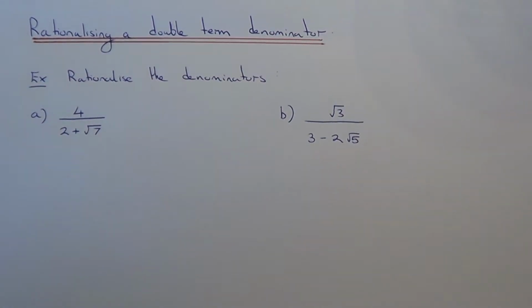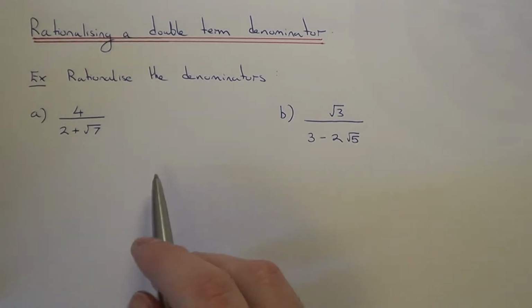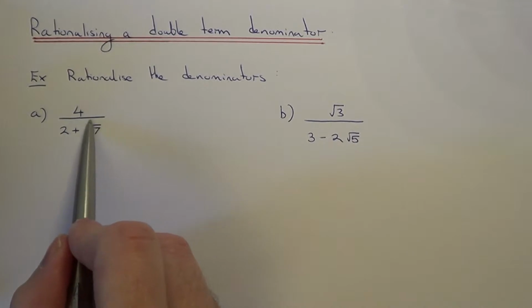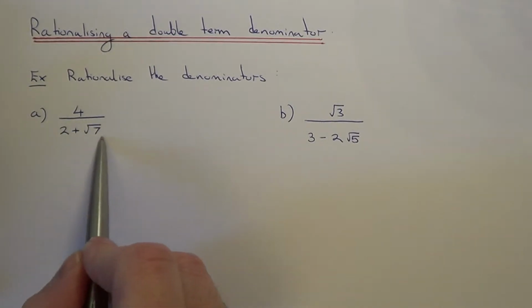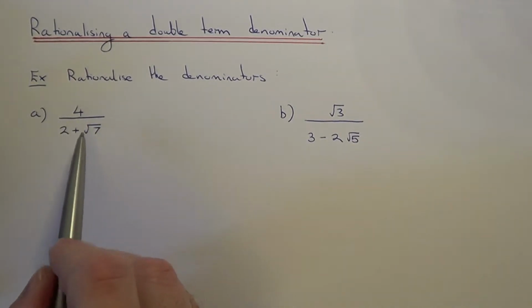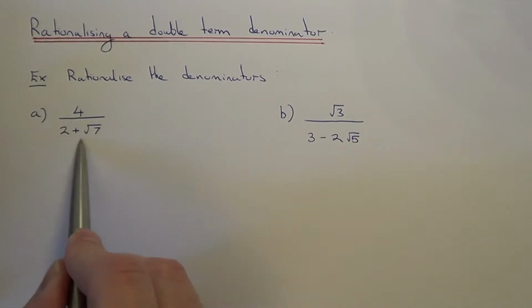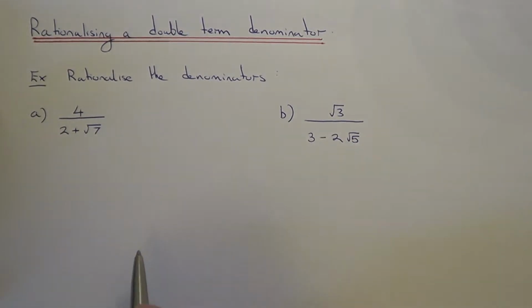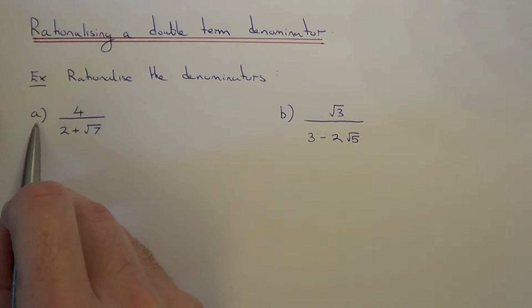Hi, today I'm going to show you how to rationalise a double term denominator. So this is where we have two terms on the denominator of our fraction, and what we have to do is try and make this denominator basically a whole number, which is a rational number. So let's have a look at our first example then.